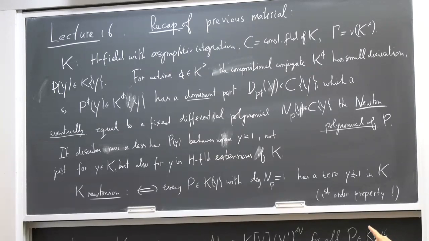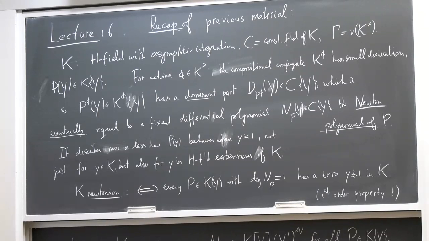Active and positive implies that K phi is again an H-field with asymptotic integration, but now also guaranteed to have small derivation. And this means that you can form the dominant part of P, right, by first factoring out a coefficient of lowest valuation, that means the dominant monomial, so to say, the dominant coefficient. And then once you have factored that out, you can pass to the constant field, and you get the dominant part of your differential polynomial.